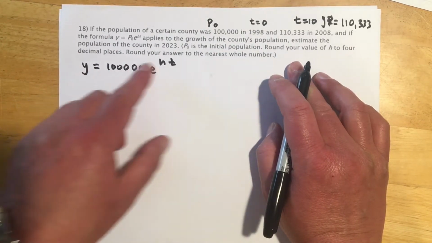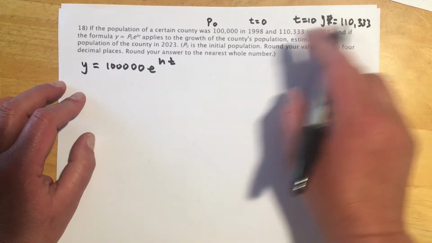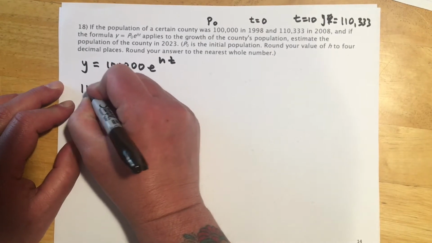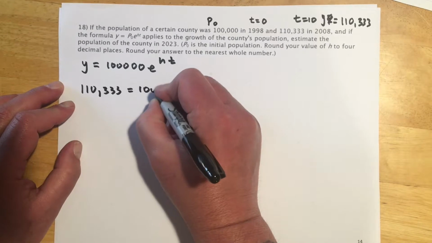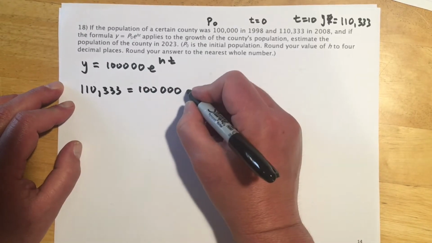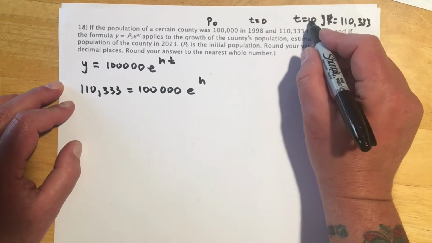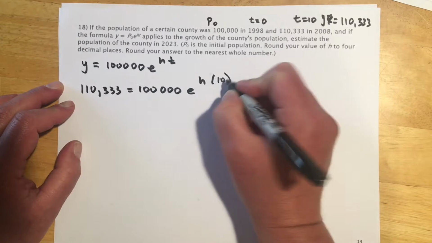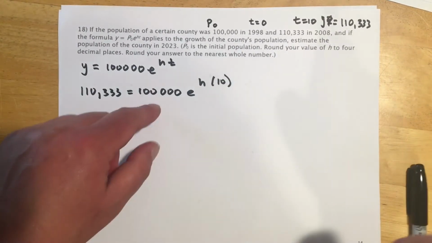So what that does is I had three variables over here. I had t, h, and y. I now have a t and a y, so that means I can solve for h. So the y is going to be 110,333 equals the 100,000 e to the h, which is what we're trying to work out, and I get this population 10 years after this time that I've declared to be 0. So that's a 10. Next we'll divide over the 100,000.